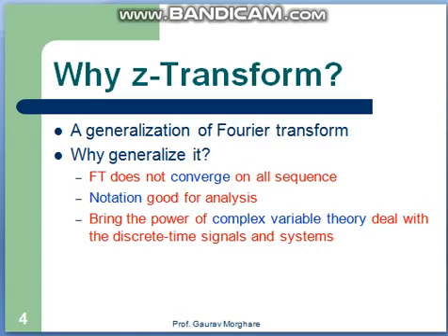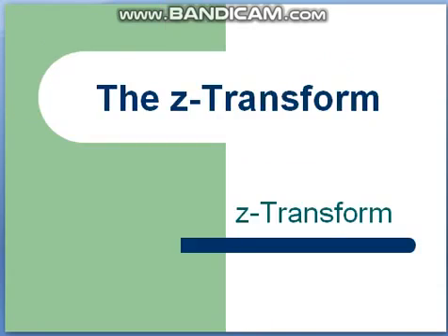But the only difference is that the Z transform converts any time domain signal into the Z domain. It is normally used for any discrete signal. It has a very good analysis or notation, and some complex variable theory also comes in when we deal with discrete time signals and systems.